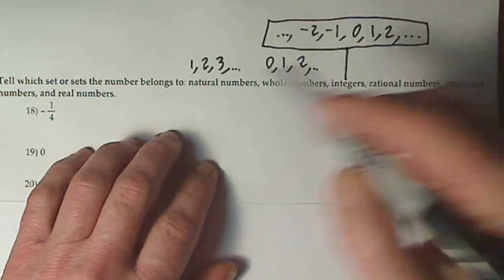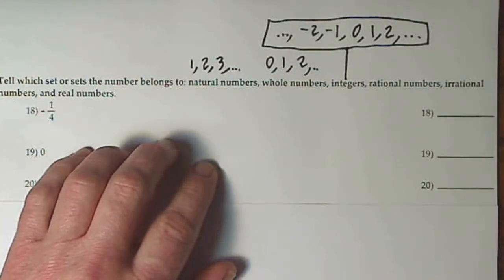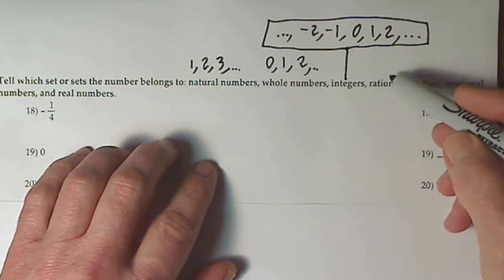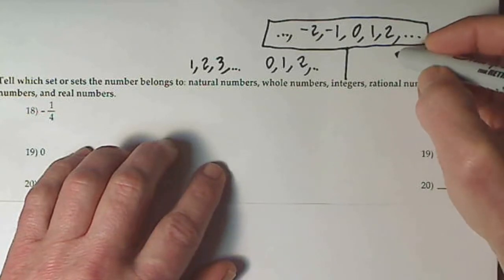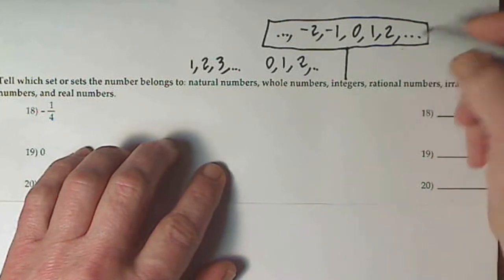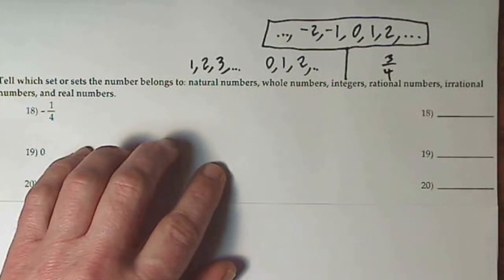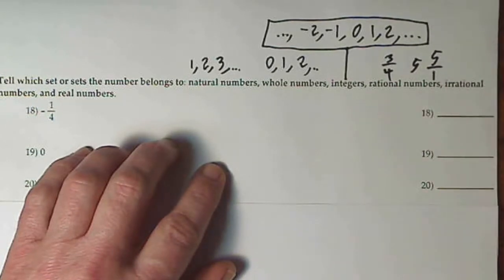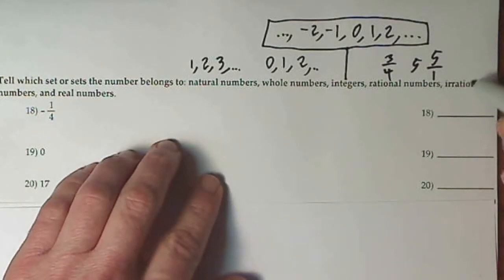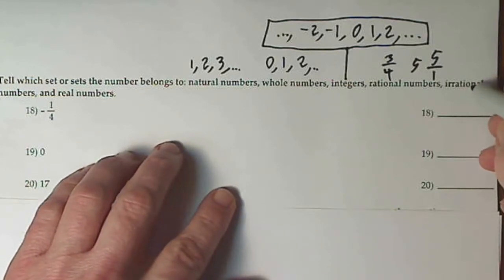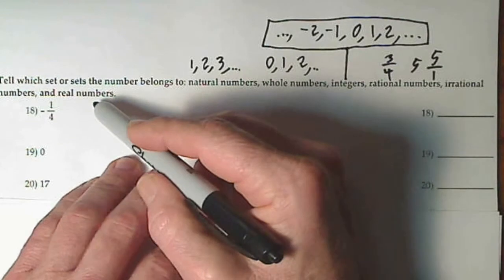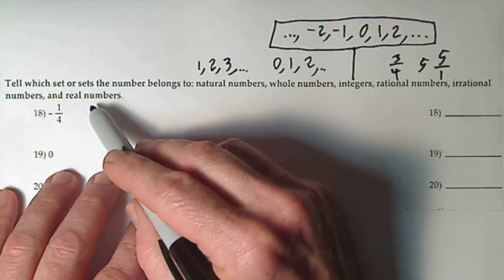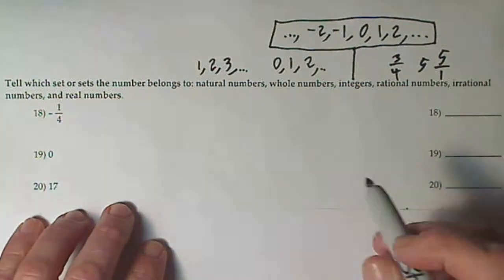When you get to rational, irrational, and real, it's harder to show them because there's a lot of them. But rational numbers, they can be written as fractions. So 3/4 would be rational. Even the number 5, because the number 5 can be written as 5/1. Irrational numbers are decimals that do not repeat and do not terminate. Real numbers are all of the numbers that you're going to see in this class. They do not include imaginary numbers, which we don't get to until 1033.